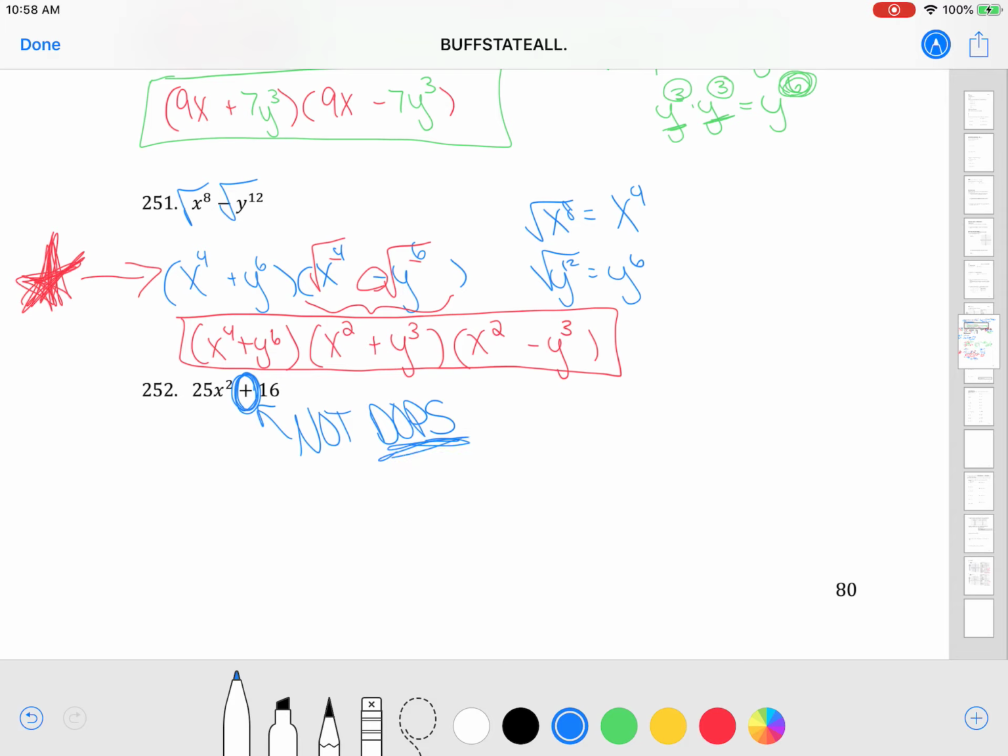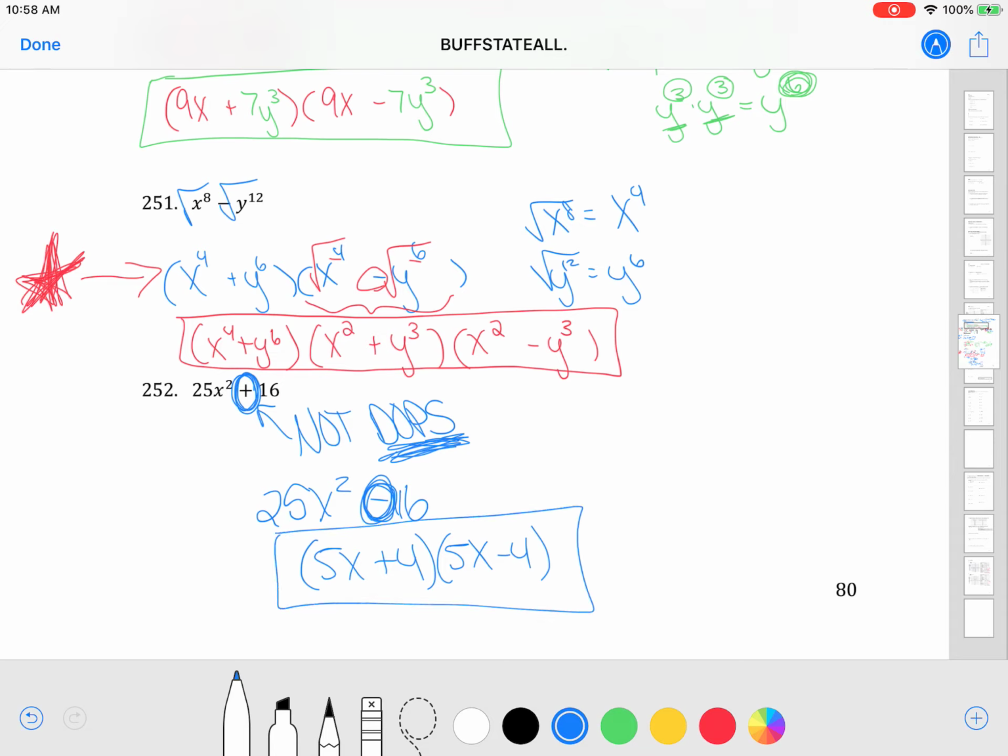It's so important that you recognize the setup before you continue on. Like I said earlier, it's not only about how to do it, it's also knowing when it applies. If you did factor it as though it was this with a minus, you should have gotten 5x plus 4 and 5x minus 4. So for 25x squared minus 16, this was the correct answer.